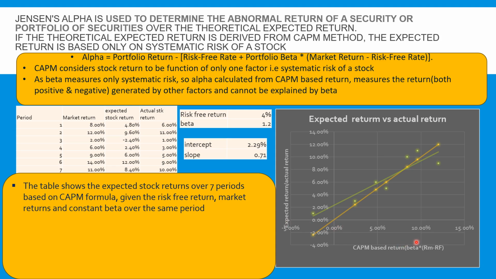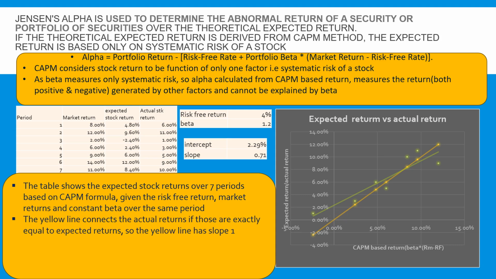So the x-axis is the CAPM-based return, that is, the expected return given by the CAPM formula, and the y-axis is the actual return. Now if the actual return is exactly equal to the CAPM-based return, then we get this yellow line, which has a slope of 1 and intercept of 0. The yellow line connects the actual returns if those are exactly equal to the expected returns, so the yellow line has a slope of 1.